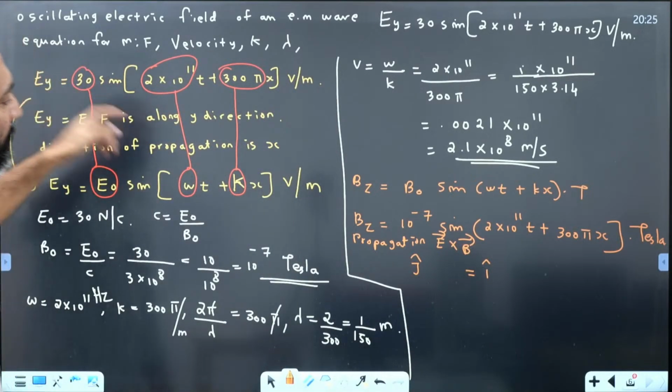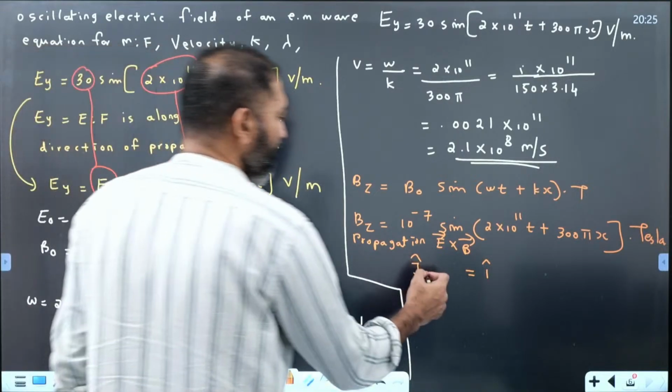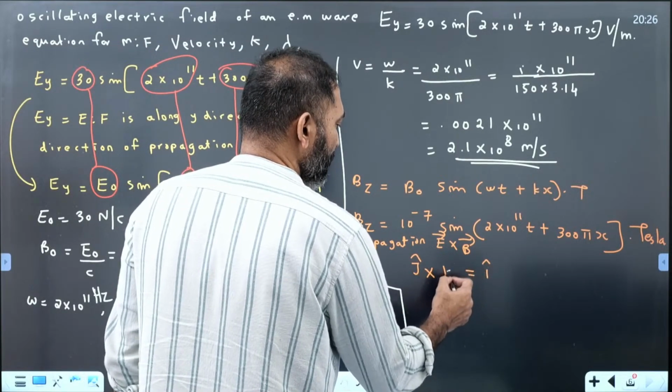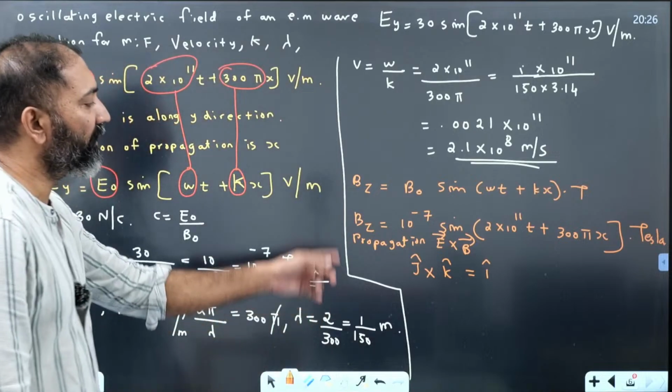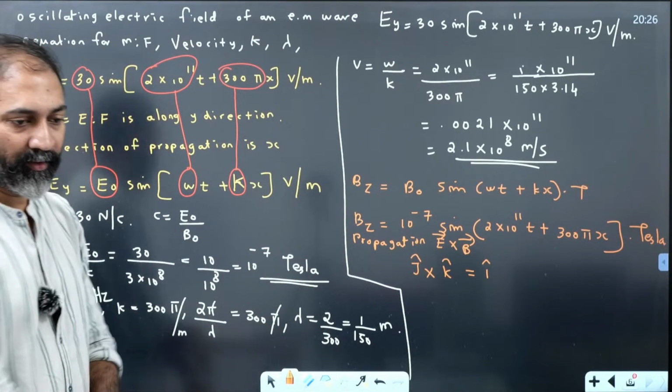Here electric field is along the Y direction, so it is J cap. And the direction of propagation is I cap. So J cap cross what is equal to I cap? K cap. That means the magnetic field has to be along the Z direction. Any doubt?